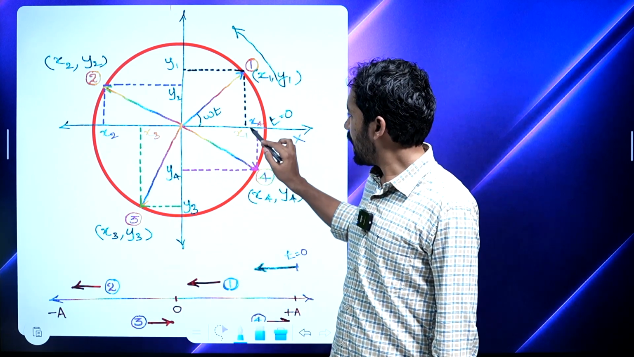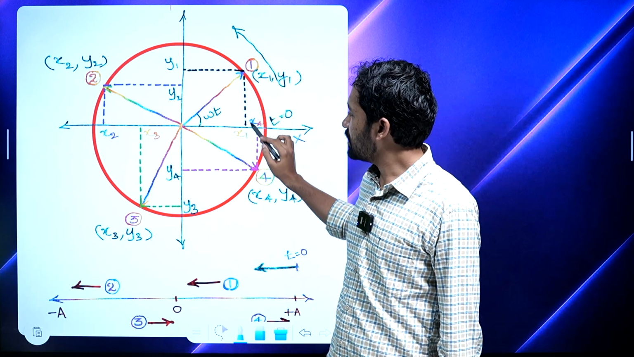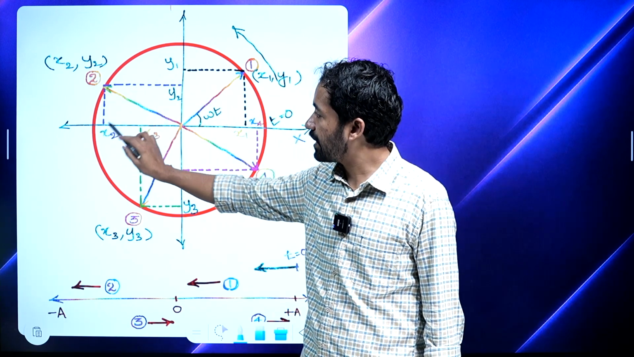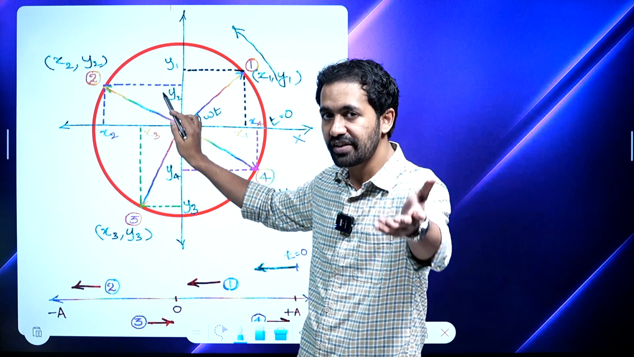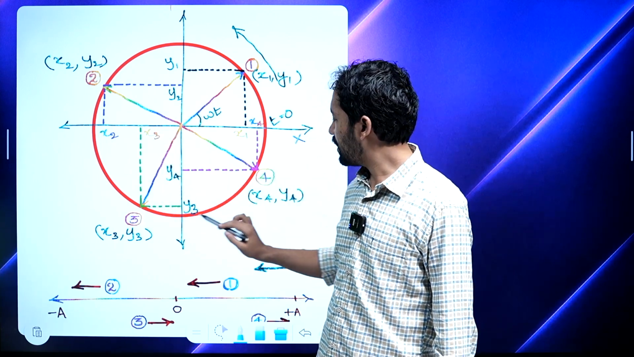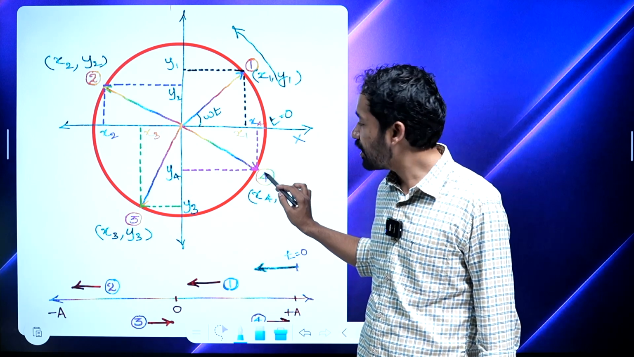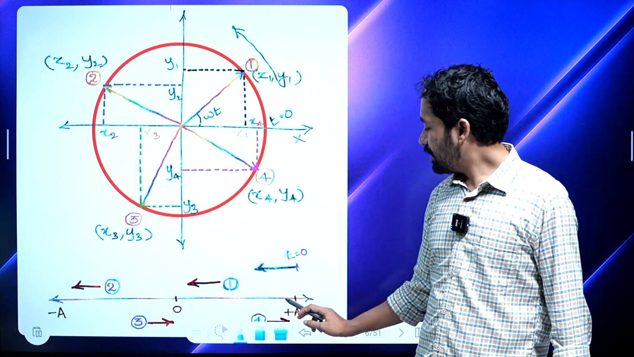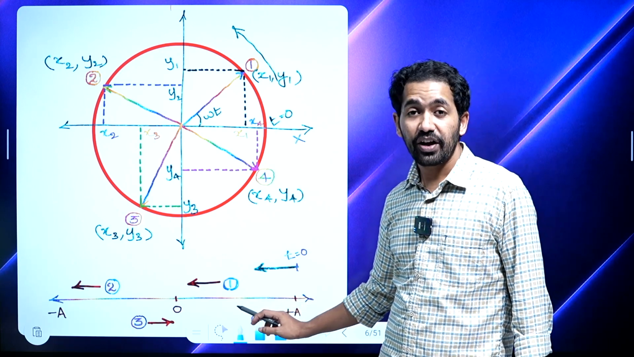See, at point 1 the projection is x1 and y1. When you reach point 2, the projection is x2 and y2 respectively along the x-axis and y-axis. Now when you reach point 3, it is along x3 and y3, and when you reach position 4, it is along x4 and y4. See, here we have marked only the projection along the x-axis.